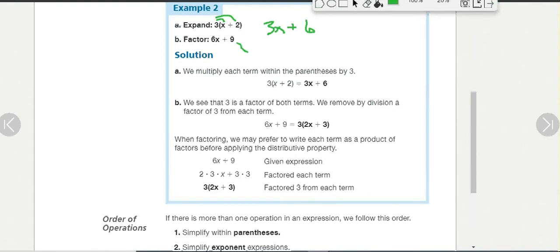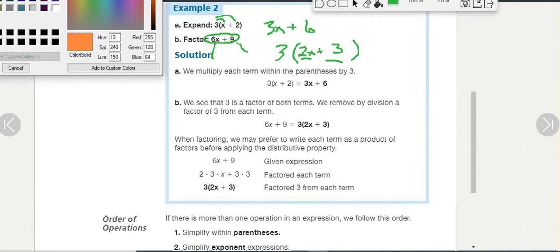Factor this. What's the greatest common factor of 6x and 9? What goes into both? It's the biggest factor that goes into most. 3, I think, would be the greatest common factor. And then we have two terms being added. What times 3 is our first term? 2x. What times 3 is 9? 3.